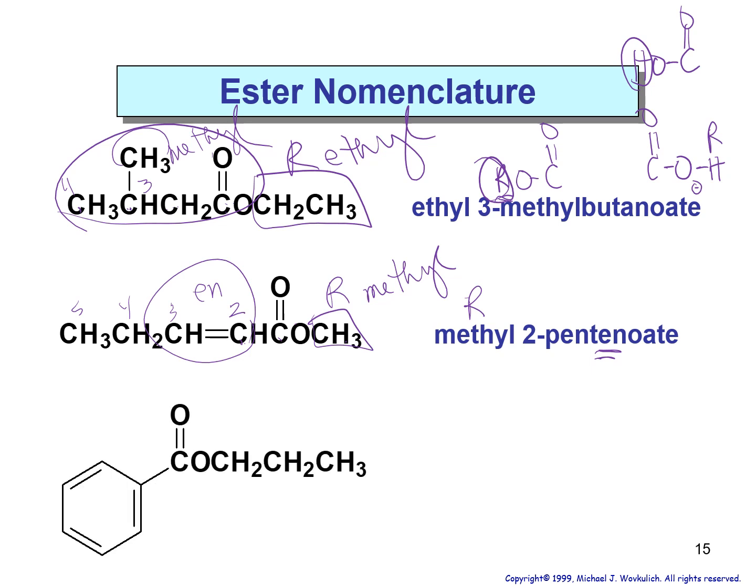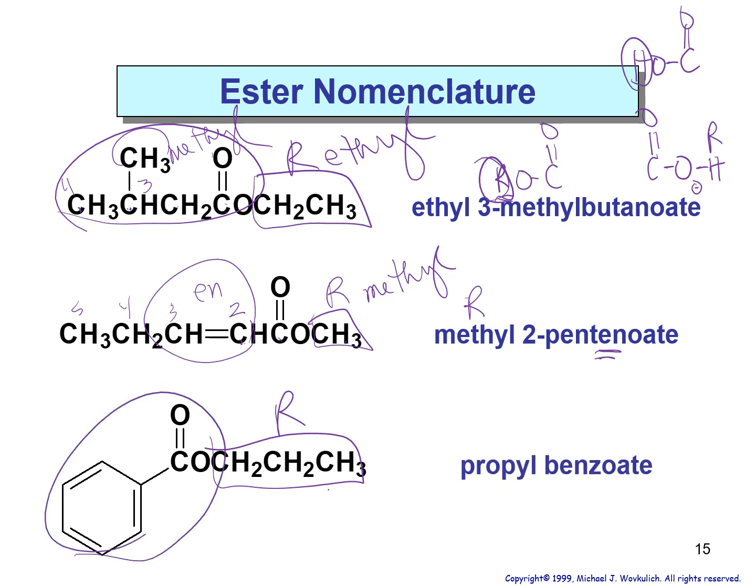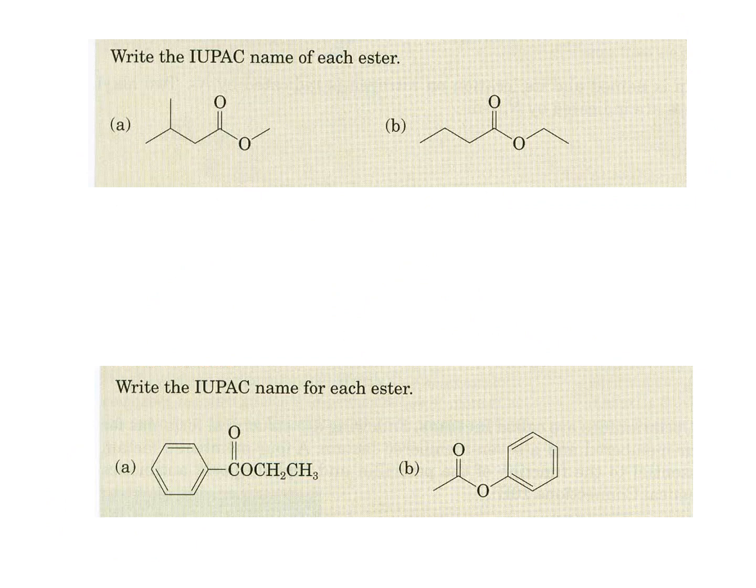What is this? COOR. Are you sure? Yes, I'm sure that's a propyl. It's a propyl. What comes first? The R comes first, propyl, when you name it. But oh wait, there's more. This time it's benzoate, propyl benzoate. All right, a couple more.